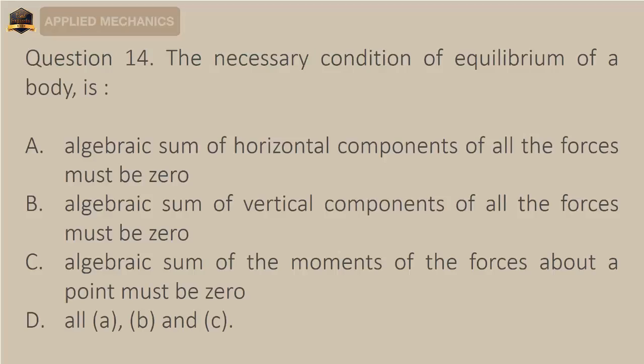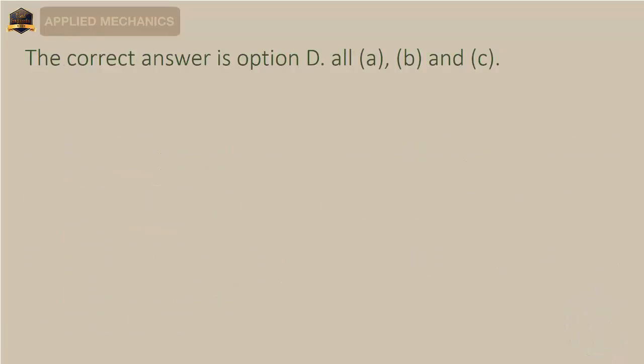Question 14. The necessary condition of equilibrium of a body is A. Algebraic sum of horizontal components of all the forces must be 0. B. Algebraic sum of vertical components of all the forces must be 0. C. Algebraic sum of the moments of the forces about a point must be 0. D. All A, B and C. The correct answer is option D, all A, B and C.